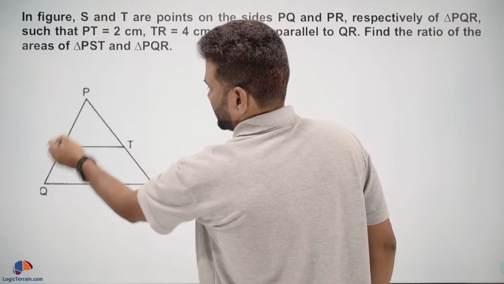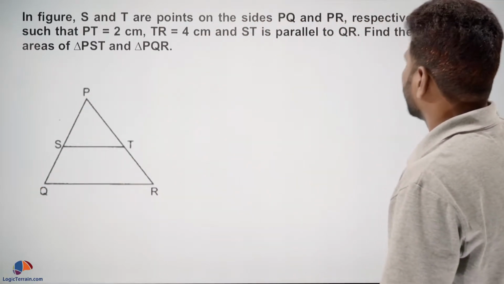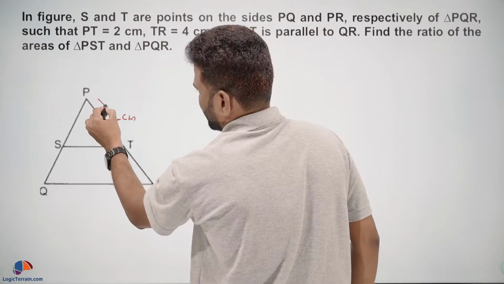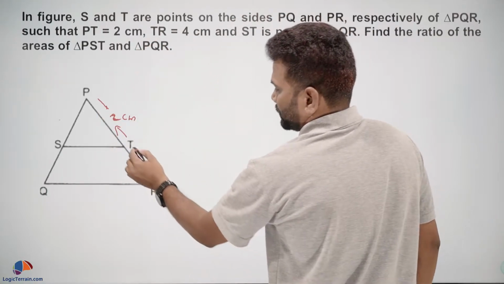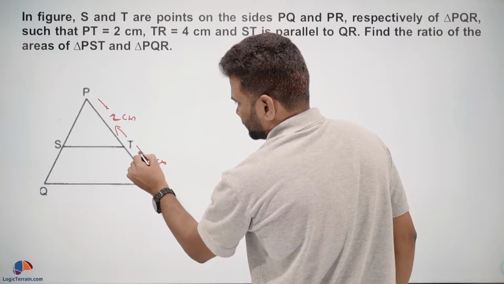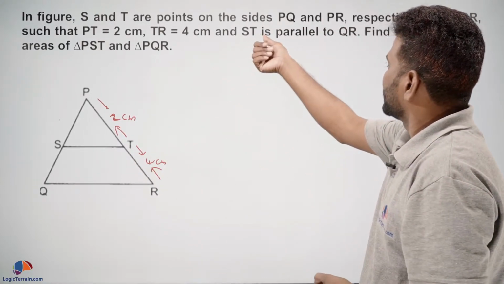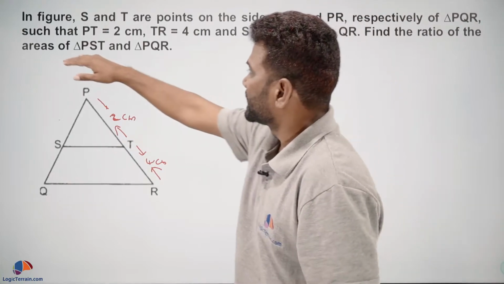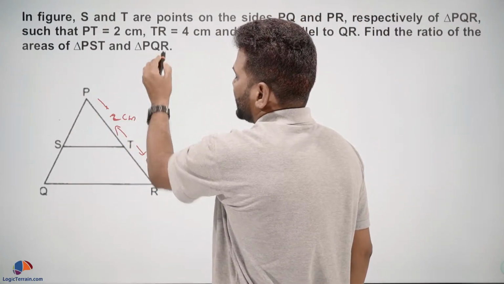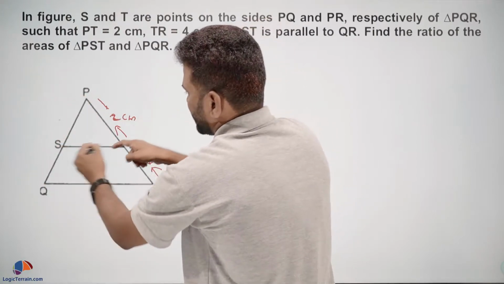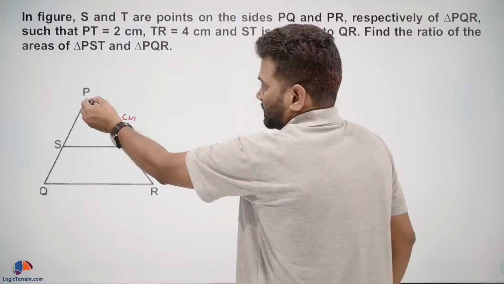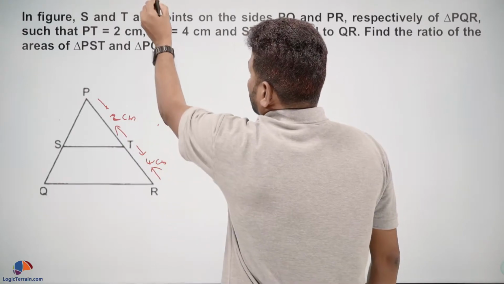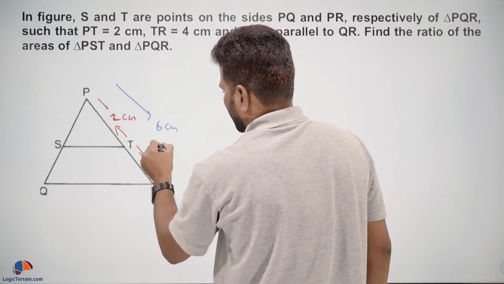Here S and T are points on PQ and PR respectively of triangle PQR, such that PT is equal to 2 centimeters and TR is equal to 4 cm, and ST is parallel to QR. Find the ratio of the areas of triangle PST and triangle PQR. This is 2, this is 4, and total PR is equal to 2 plus 4, which is 6 centimeters.